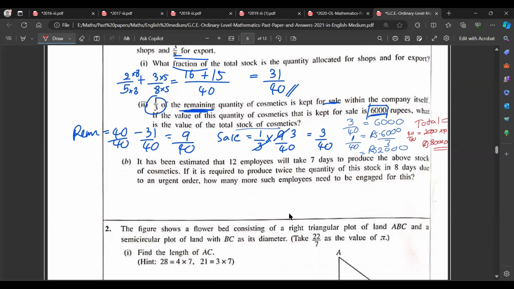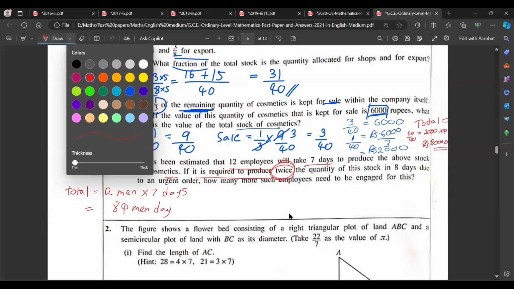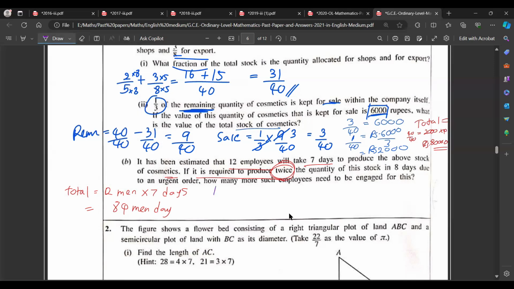Now, it has been estimated that 12 employees will take 7 days to produce the stock of the first. So 12 employees into 7 days is 84 man-days. Normally it takes 84 man-days. If it is required to produce twice the quantity, you have to multiply 84 by 2. It should be 168 man-days.